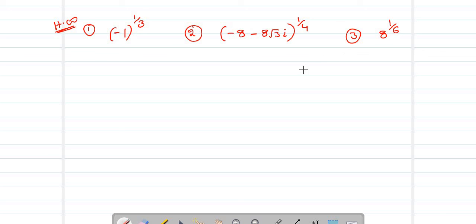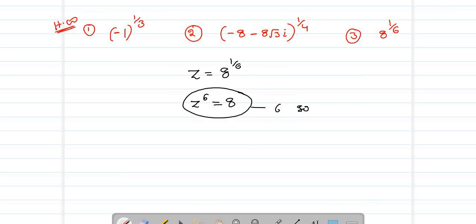So, what do you mean by 8 power 1 by 6? This is what we are actually asking. We are looking for a z where it satisfies z equal to 8 power 1 by 6. In other words, z power 6 equal to 8. So, how many solutions does this polynomial have? It is a 6th degree polynomial, right? So it is going to have 6 solutions.